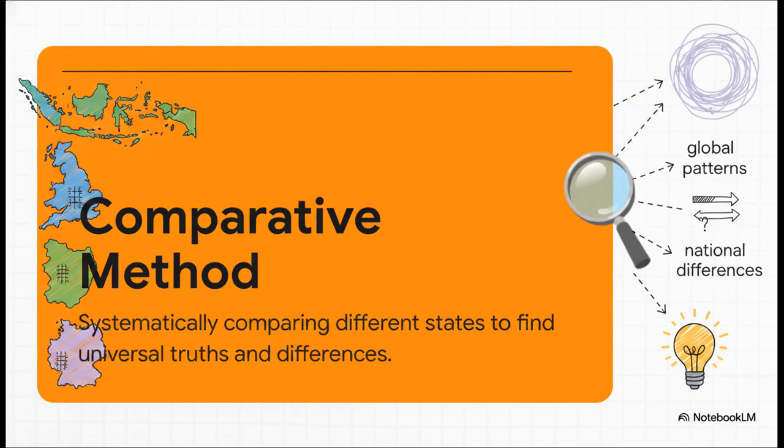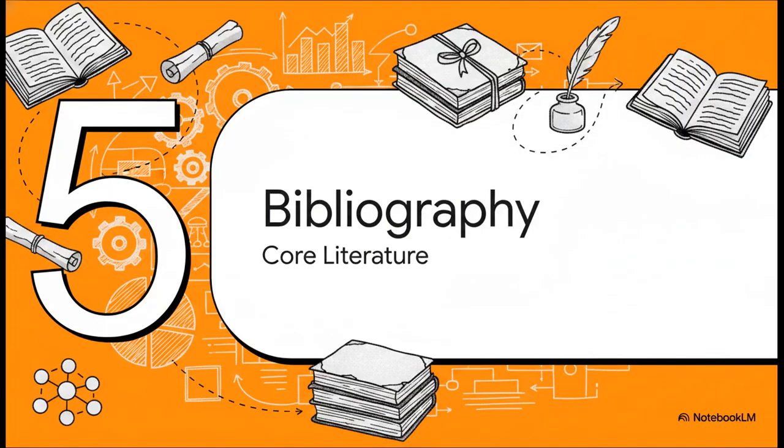Taking this a step further, we have the comparative method. This is essentially an extension of the historical method, but instead of just looking backward, we're looking outward. Scholars using this method systematically cross-reference different states, side by side. By comparing the constitutional structure of, say, Indonesia with the United Kingdom or Germany, we can identify global patterns, we can pinpoint distinct national differences, and we can uncover those universal truths of state science that Cranenberg was searching for in the first place.